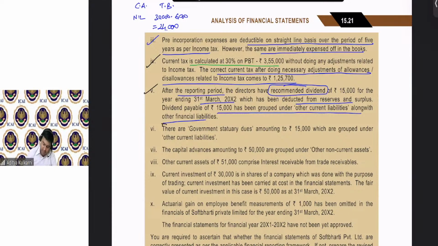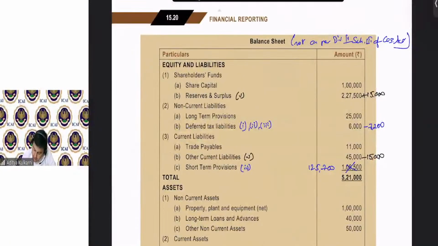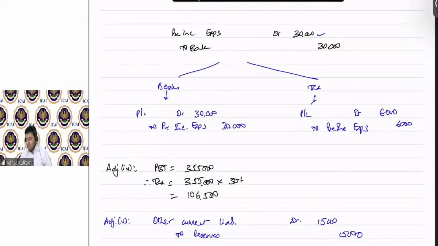What do we have to do with this? Why is this data given? Why is this adjustment given? So my other current liabilities right now is 30,000. Okay, fine.